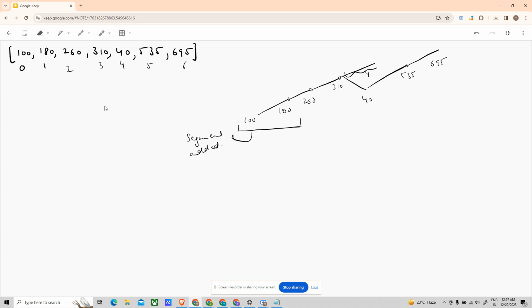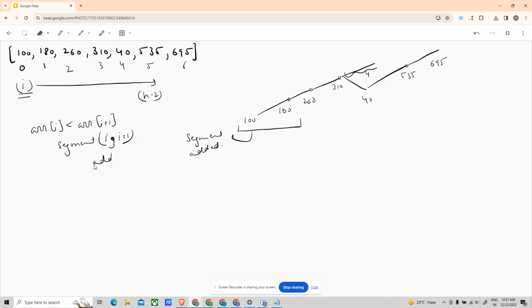What I mean to say, keep an eye here. Start iterating up till this index, that is index n minus 2. Whenever arr[i] is less than arr[i+1], segment i to i+1 is added. Would it give some loss? Let me try to run it for you.